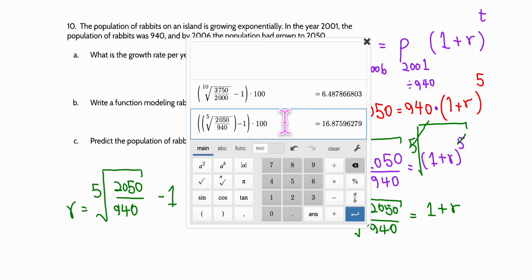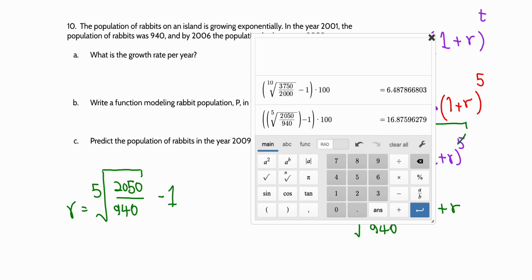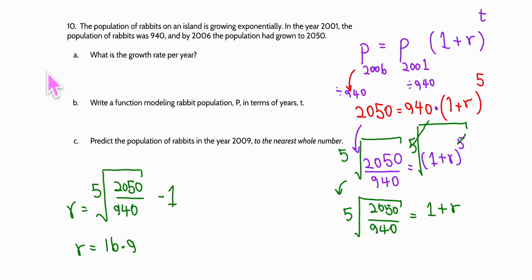Excellent. We like to express growth rates just like interest rates in terms of percentages, and here we have 16.875 and so on percent. Let's write that down, and we'll be rounding it to the 10th place. So 16.87 rounds up to 16.9. Okay, that's for part A.